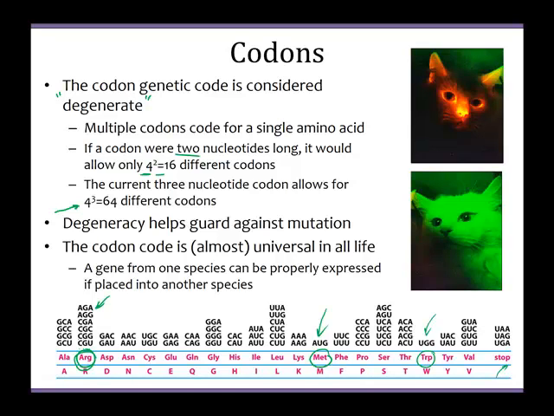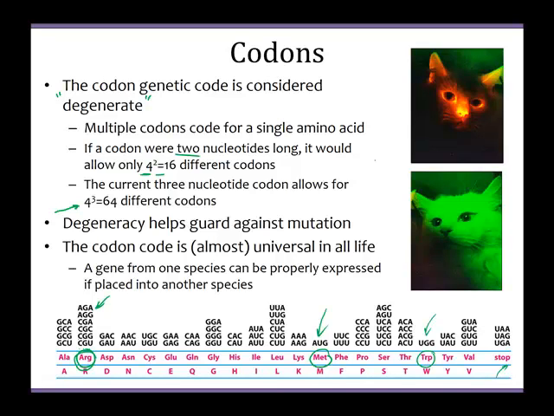Now, the codon code is almost universal in all of life. So you can take a gene from one living thing, stick it into another living thing, and that gene will often be properly expressed. It'll be transcribed and translated most of the time. This is way easier going from eukaryote to eukaryote, because the genes between eukaryotes and prokaryotes are a little bit different. But we can take a eukaryotic gene and put it into prokaryotes, we just have to modify it a little bit. So a gene from one species can be properly expressed if placed into another species.